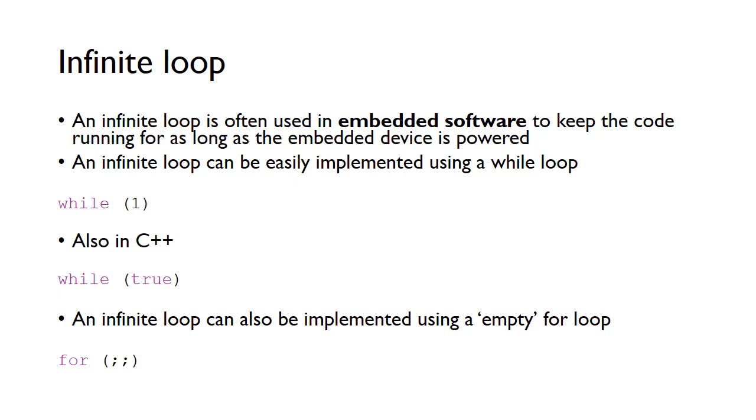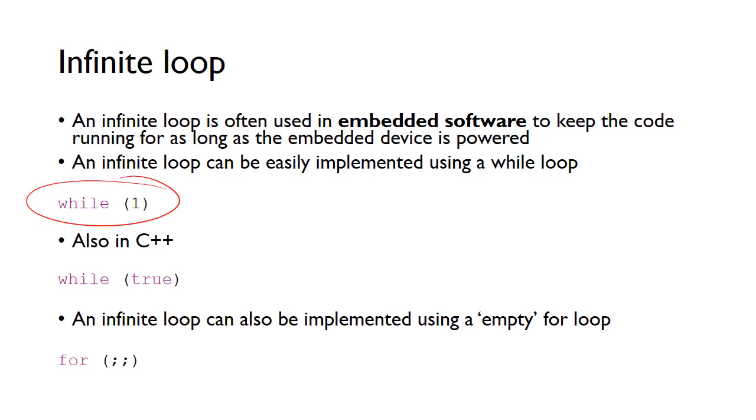We often come across infinite loops in embedded systems. We want to keep the code running for as long as the embedded device is powered. For a smoke detector, for example, you don't want it to turn on, do just one reading, check whether there's a fire, and then switch off. We want it to keep checking forever. As long as it's powered, we want the embedded system to keep reading that sensor. So we come across these infinite loops very often in embedded systems. So it's very easy.